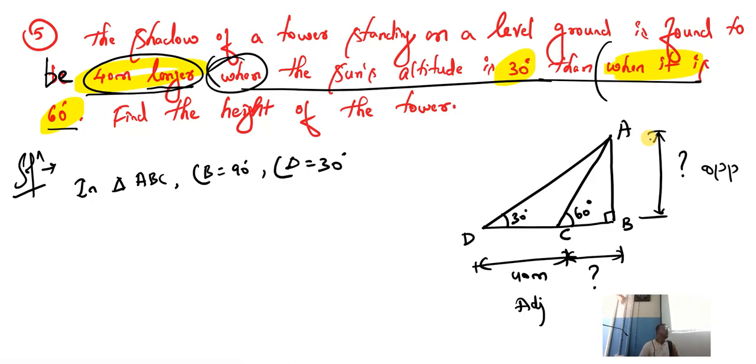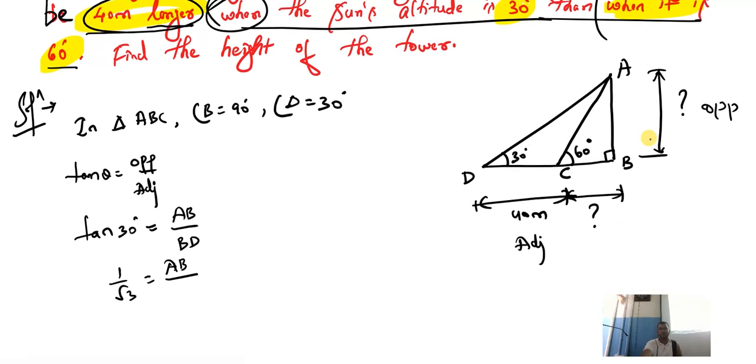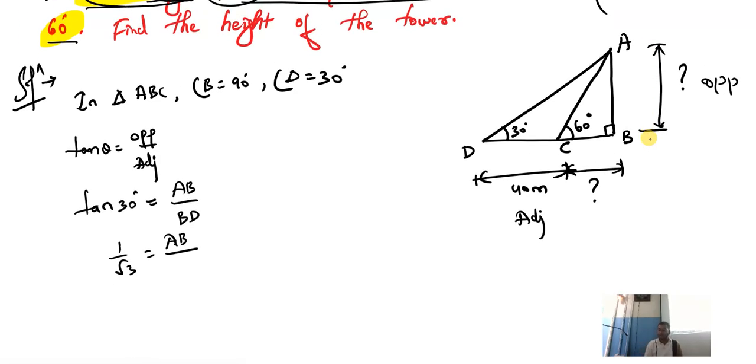Understood? Opposite by adjacent. We know that tan theta is equals to opposite by adjacent. Then tan 30 is equals to, my opposite is AB and the adjacent is BD or DB. Both are same. So tan 30 is 1 by root 3. The value of AB we don't know. Keep it as it is. But we know the value of BD. The value of BD is CD plus BC. That's the full side, no? If you want the full side, you have to add half plus half. First DC and then CB.